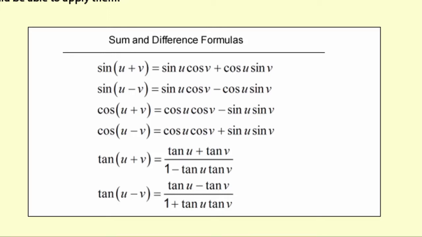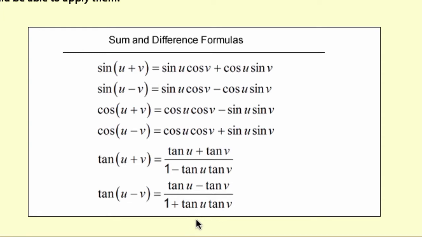So the big picture for this lesson is sum and difference formulas. Here they are. The idea here is that if you're taking the sine of two numbers that are added together, you can rewrite them as a product. So sine times cosine plus cosine times sine, and you can see all the rest of them here.